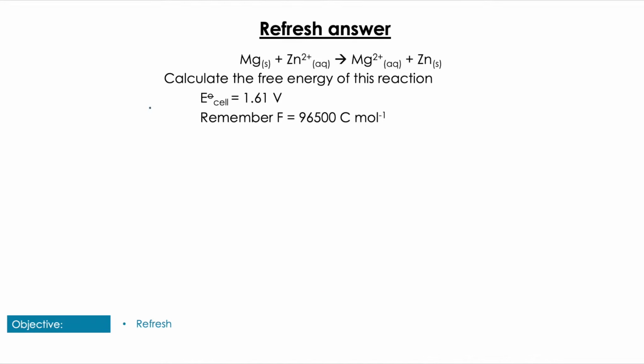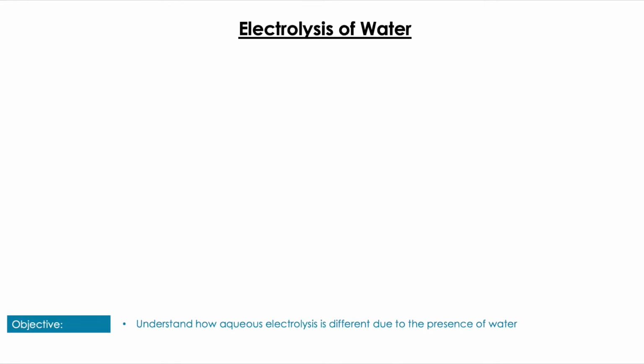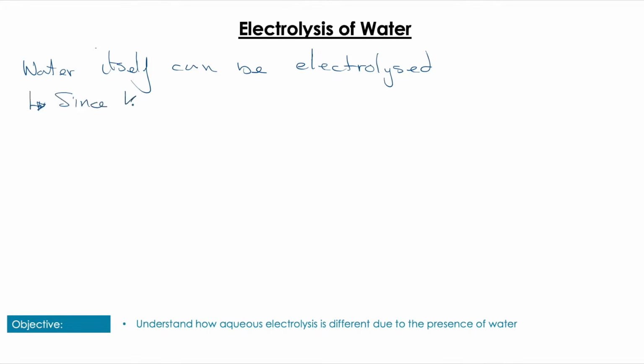Okay then, so with this equation, we're going to be using our delta G equals negative nFE cell that we did last time. And we know that there's 2 electrons multiplied by Faraday's constant multiplied by 1.61. So we're going to get minus 310,730, and I'm just going to divide that by 1000 to give me the answer in kilojoules, which is minus 310 kilojoules. Awesome. So the key for us understanding electrolysis of solutions is understanding that water itself can be electrolyzed.